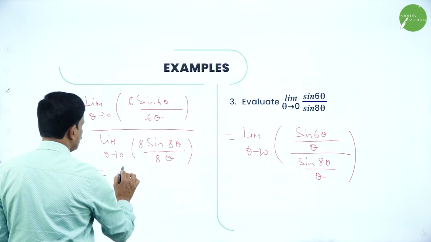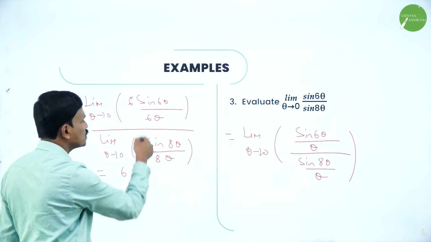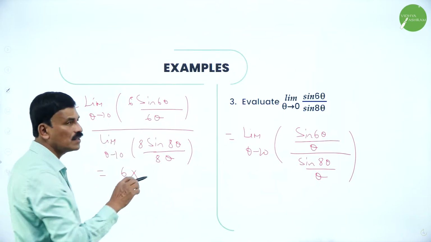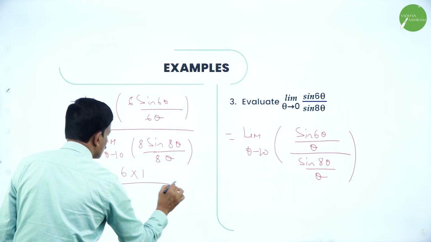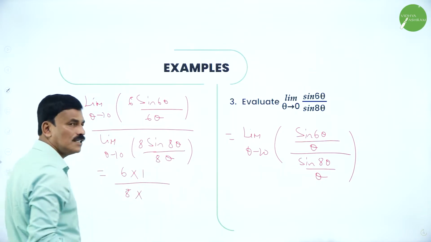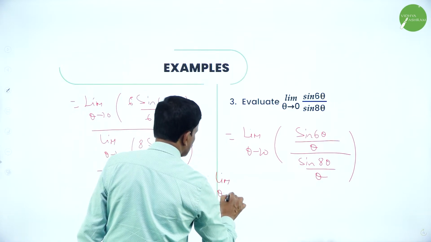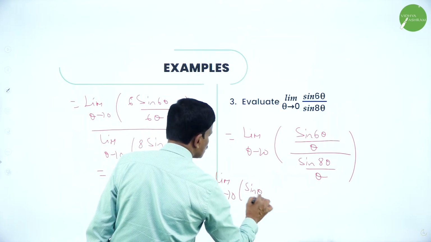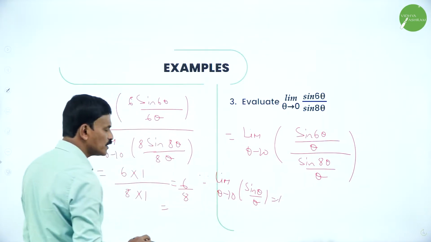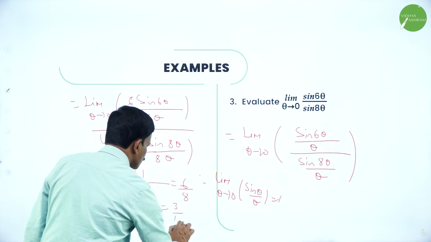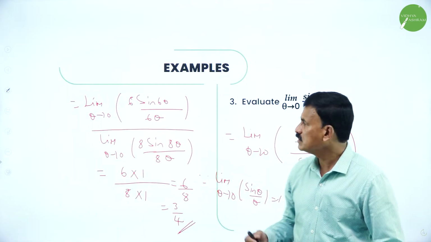So if you observe carefully, this is 6 into, if you take 6 theta is equal to x, then this reduces to sine x by x, and the value of theta will also change to x tends to 0. We can straight away write sine 6 theta by 6 theta is equal to 1, divided by 8 into sine of 8 theta by 8 theta is also equal to 1, because this is of the form limit theta tends to 0 of sine theta by theta is equal to 1. So if you multiply this 6 divided by 8, that is nothing but, 2 3s are 6, 2 4s are 8, the simplified answer is 3 by 4. So 3 by 4 is the answer for the given problem.